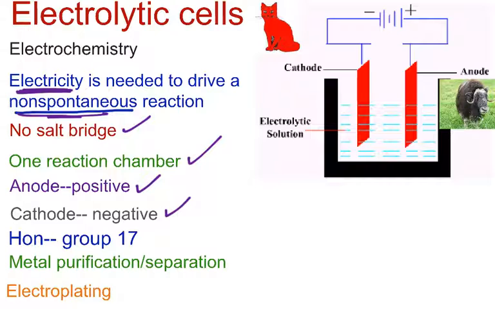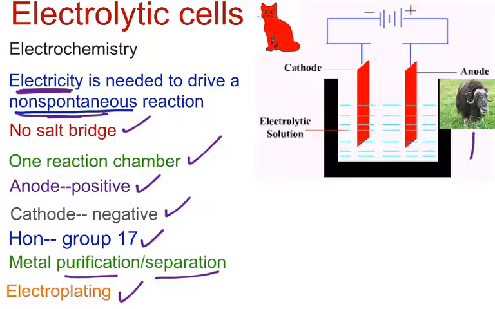All right. When we're doing half reactions for the electrolytic cell, we have to watch out for the Hund group 17 rule, which simply says if you're hydrogen, oxygen, or nitrogen, or in group 17, you would be diatomic. So we'll talk about that later. And electrolytic cells are used in terms of metal purification and separation, and also something called electroplating, which we did a simple demonstration in class where we put copper onto the paper clip.